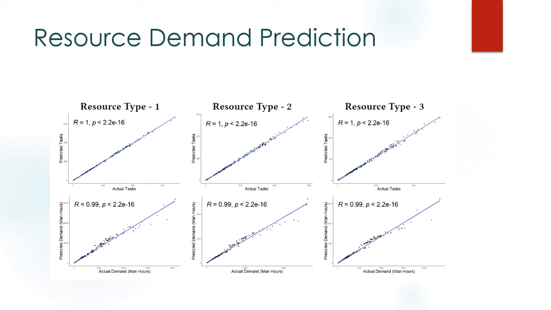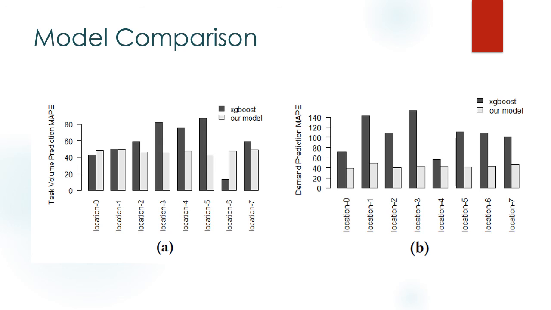We partition this simulated data into training and test datasets. We train a model using the training dataset and use the test dataset for validation. The model prediction on the test set closely matches the simulator output. The proposed model essentially carries out factor-based resource demand prediction.